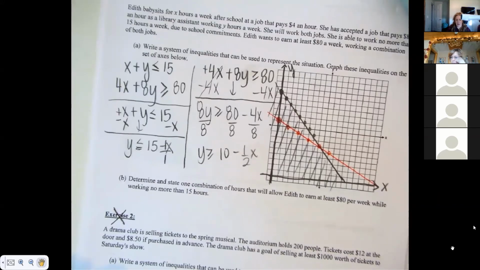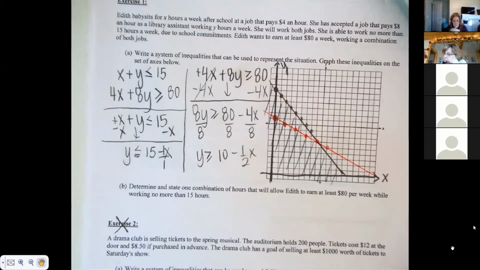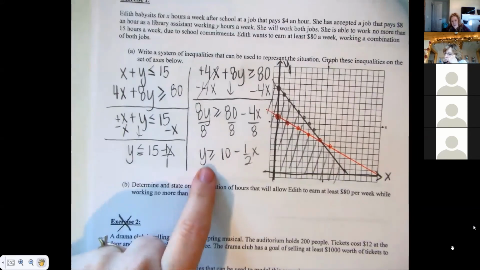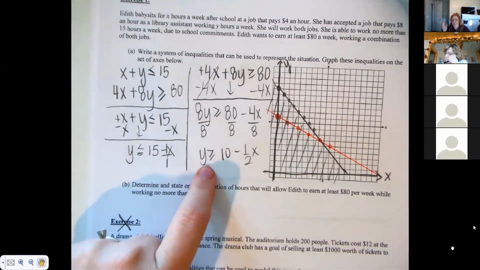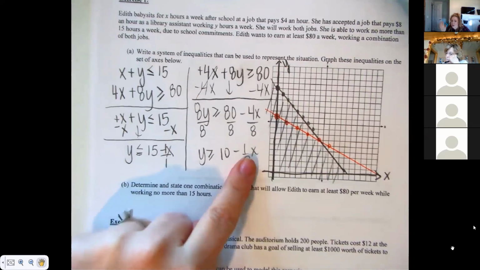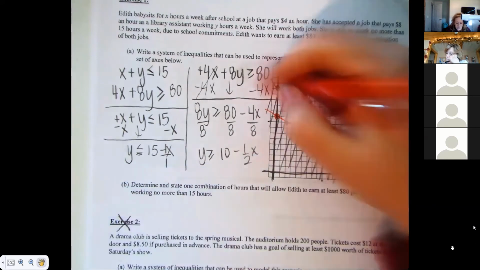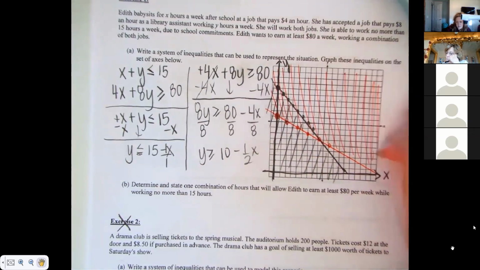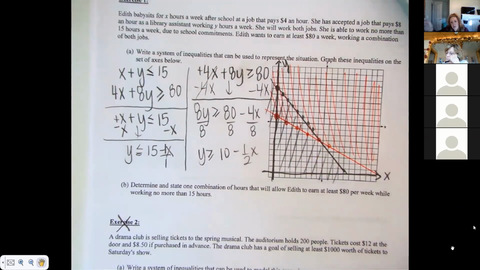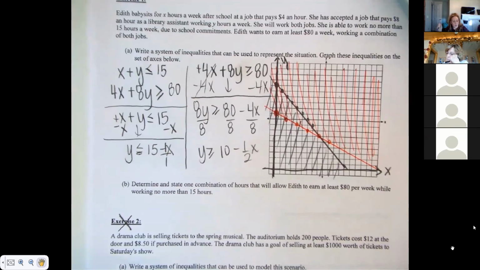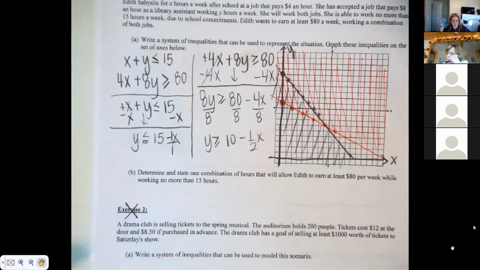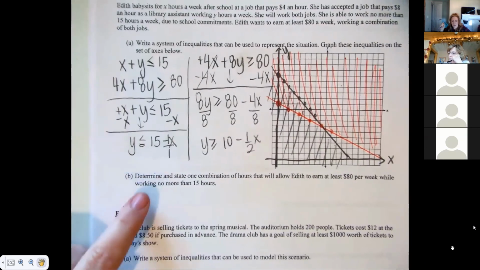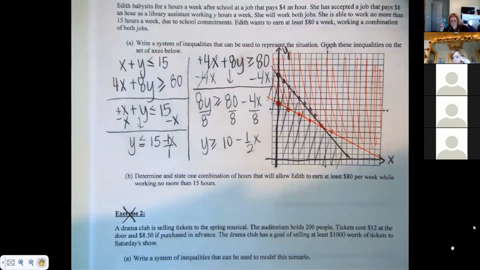All right, beautiful. And this says y is greater than my line. So greater than means upward towards the sky. So I'm all above this line. Wow, this is so lovely. Okay. B. So that's all of A. Graph them, solve them, good to go.